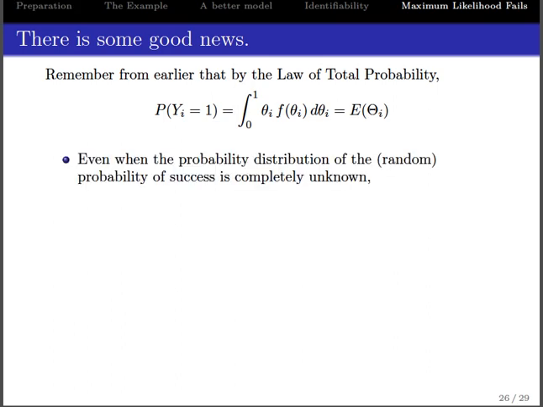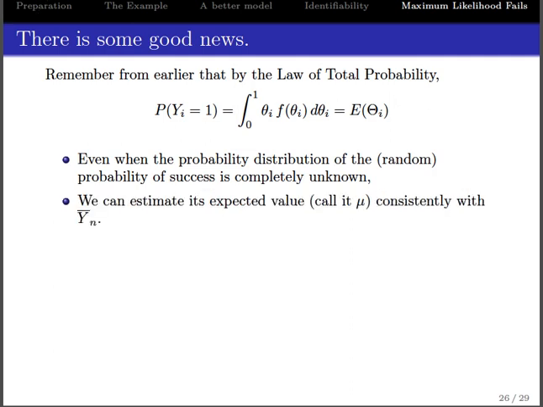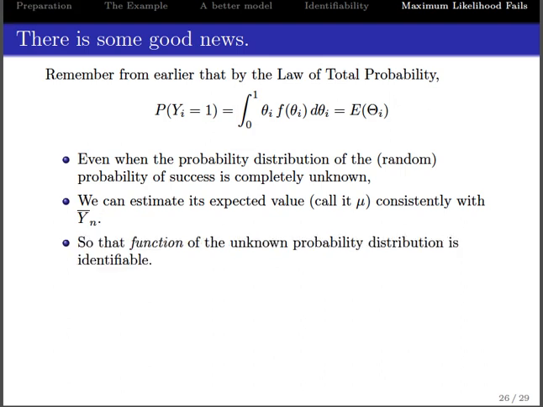So even when the probability distribution of the probability of success is completely unknown, not just beta, but any old distribution supported on 0 to 1, you can estimate its expected value, whatever you want to call it, mu, consistently. That is, we have convergence in probability to the right answer with y bar. The consistency of a sample mean as an estimator of an expected value is something that we have to cover in the large sample theory module that's coming up next.